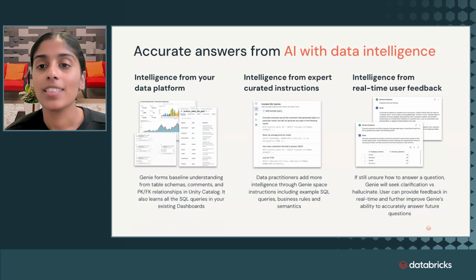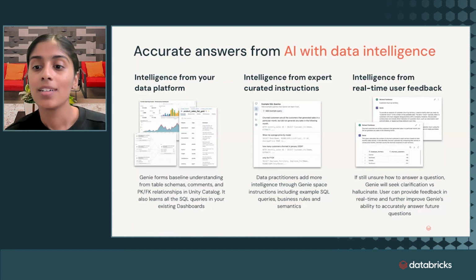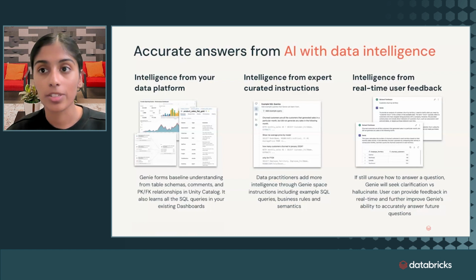And finally, Genie is good at asking users for real-time feedback. So if at any point Genie is unsure how to answer a question or doesn't understand what exactly the user is looking for, it will actually prompt another question before giving an answer. And it uses that to train itself and get better answers for our users.